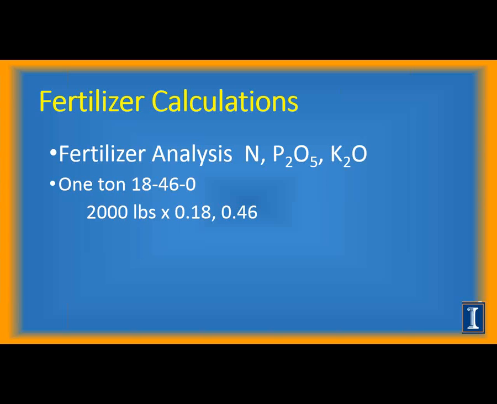So just doing this off the top of my head, this would be about 360 pounds of nitrogen. About 46% of that 2,000 pounds is going to be P2O5 equivalent. You can do the math on that, but it looks like it's about 920 pounds. Okay, so that's the way you would go through and calculate. So again, P2O5 and K2O are the way that these things are represented.